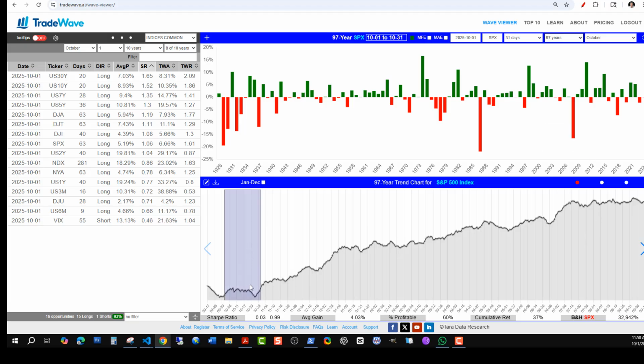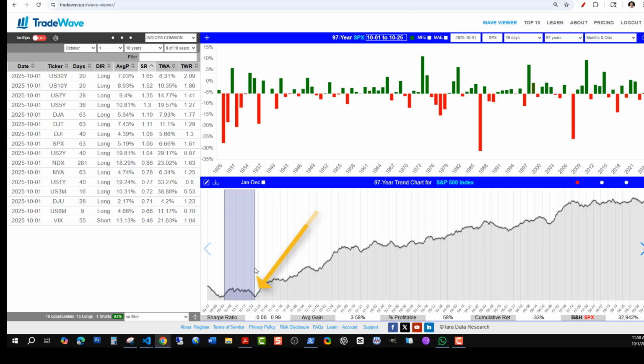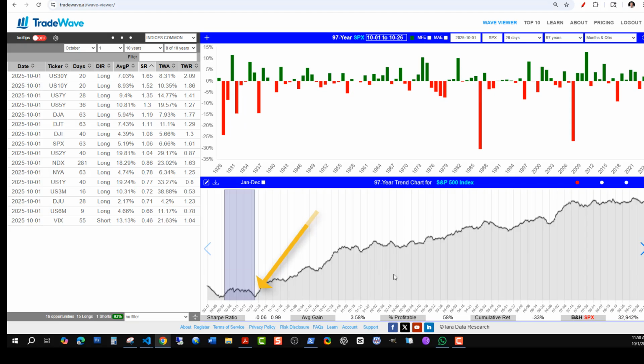So let's take a look on the bottom right here on the trend chart. Do you see where the trend chart bottoms? You're seeing a very sharp bottom right there. We want to know what that date is. And that date is 26th of October.